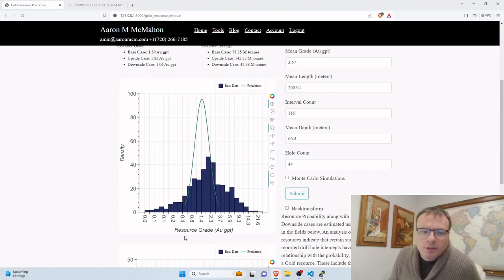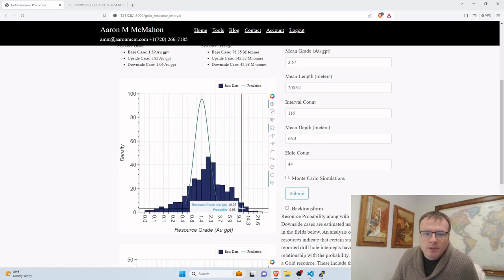What you have in this blue histogram represents the distribution of all the data used to train these predictive models. I've got gold resources for lots of different properties in the training set, and they all have their own unique gold grade. This blue histogram shows you how those grades are distributed. It's a wide range. A very typical value would be right about that 2 grams per ton.